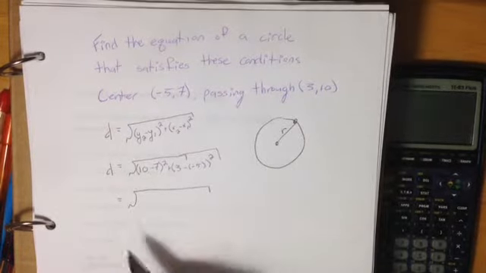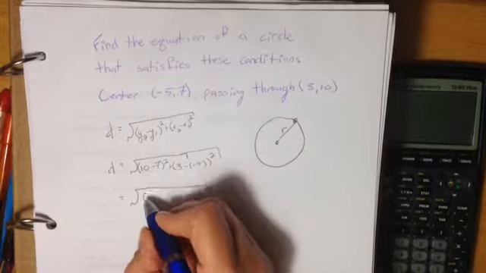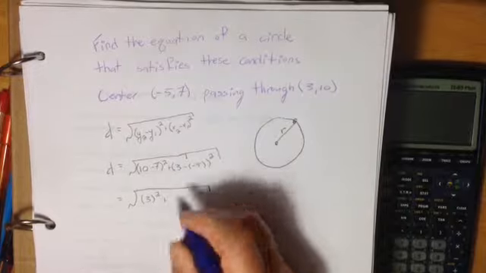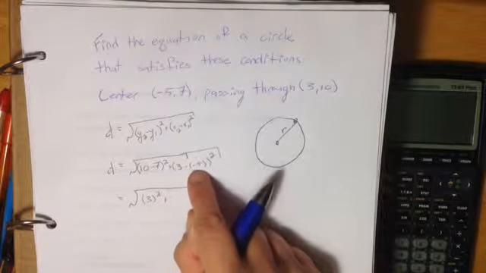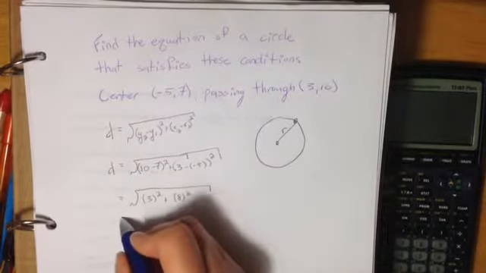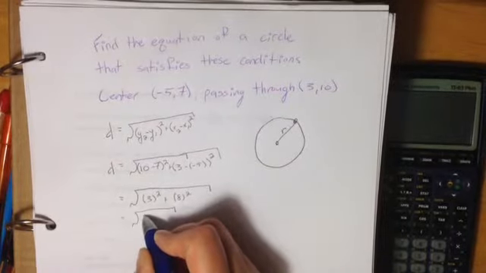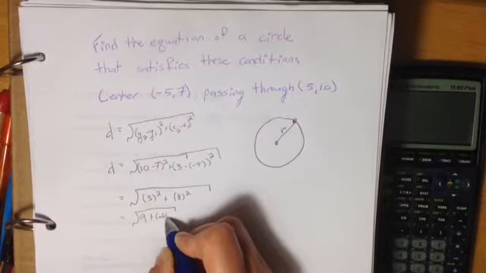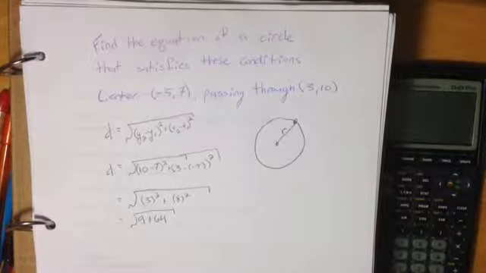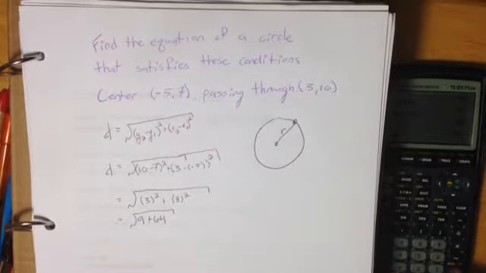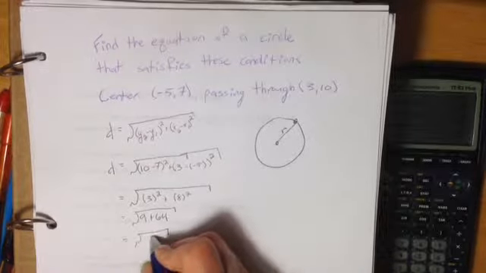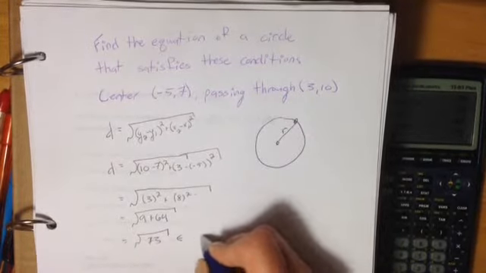You could simplify this whole thing in your calculator if you wanted to. 10 minus 7 is 3, quantity squared. And then this is actually 3 plus 5, which is 8, squared. So this is the square root of 9 plus 64, which I'm too lazy to do in my head, so I'm going to do it over here on my calculator. 9 and 64 is 73. So the radius is the square root of 73.